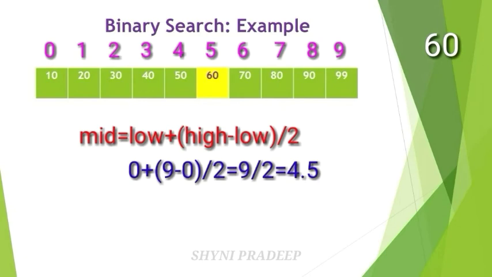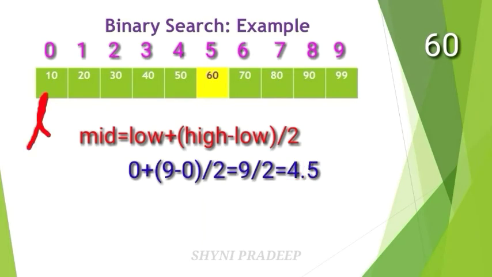So 9 minus lowest index value 0, divided by 2. 0 plus 9 by 2 is equal to 9 by 2, which means 4.5. You can avoid the fractional parts here; you don't take fractional parts. So mid is 4.